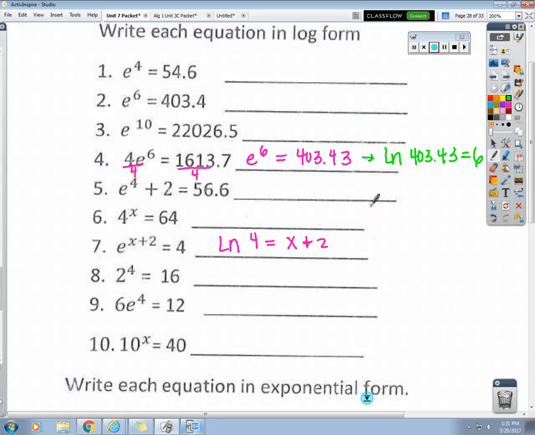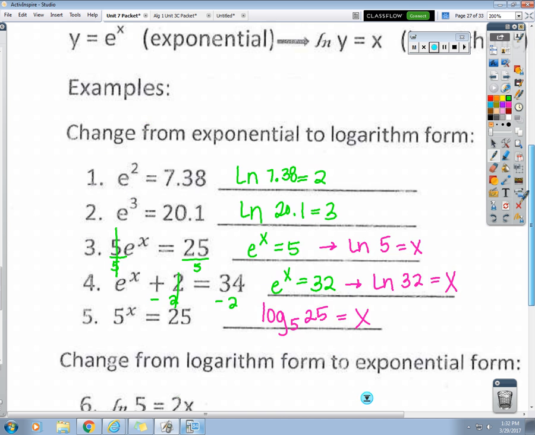Okay, any other questions from 1 through 10? Oh, it's just this one was multiplied by 4, so it's just got one more step. Okay, any other questions? Okay, well let's go back now and do it the other way.